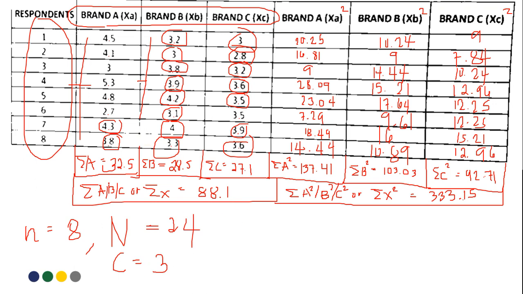Sir, saan po galing yung C? Yun yung tatlong brand. Sir, saan po galing yung 8 small n? Yun yung 8 na nag-respond. And then, sir, saan po galing yung big letter N? Yun po yung result ng mga nag-respond, yung mean ng mga brand. So, 24 yan. 3 times 8 is 24. Okay. So, ito yung tatlo na kailangan tandaan. Next. So, solve na natin.